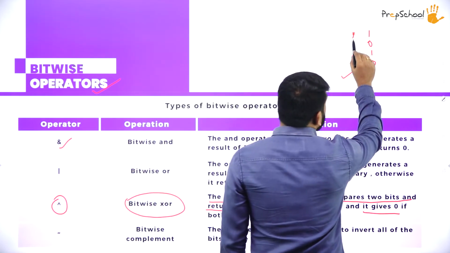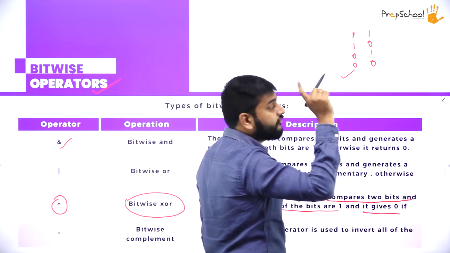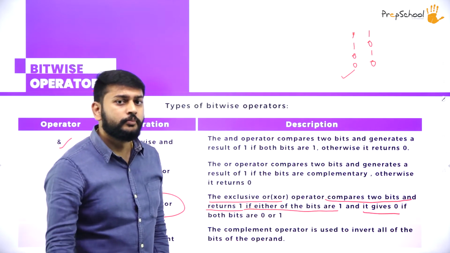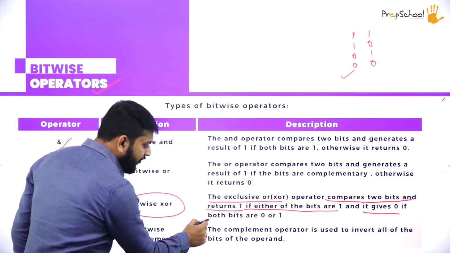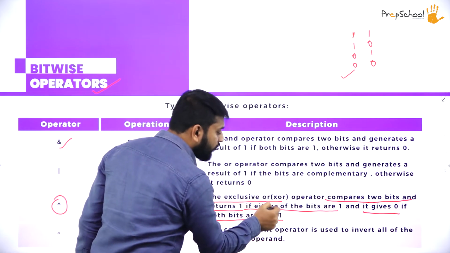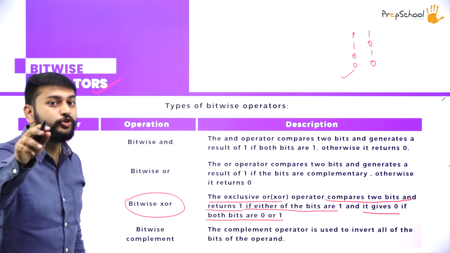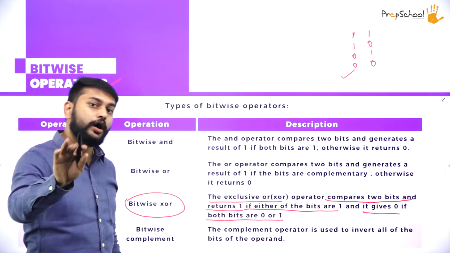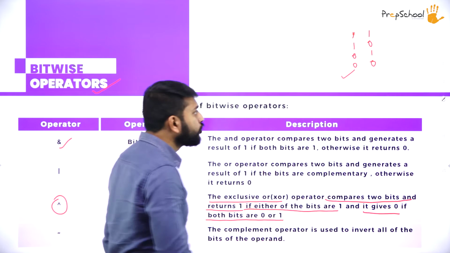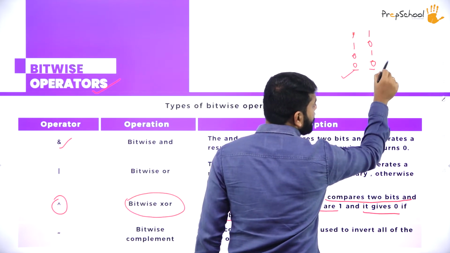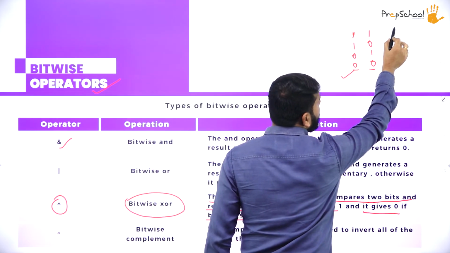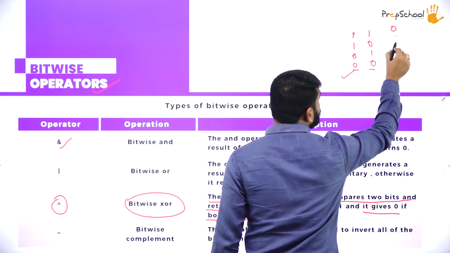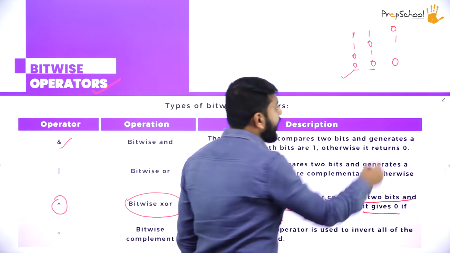So here I have 1 on both sides. What will happen now? Please understand, I did not complete. If both the bits are 0 or both are 1, it will give you 0. So here both bits are 0, so it is 0. Here both bits are 1, it is 0. Here I have only one 1, so it is 1. And here also I have only one 1, so I have 1.